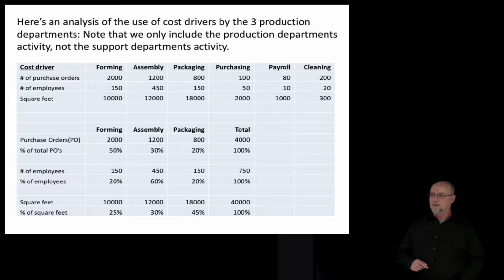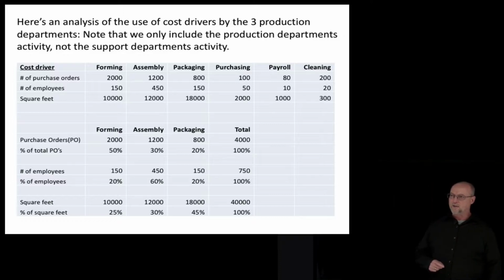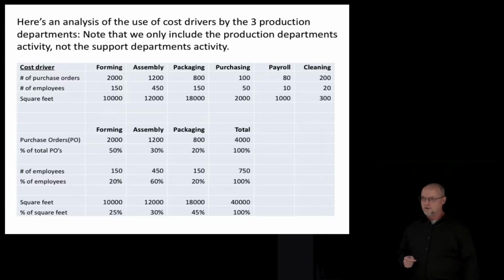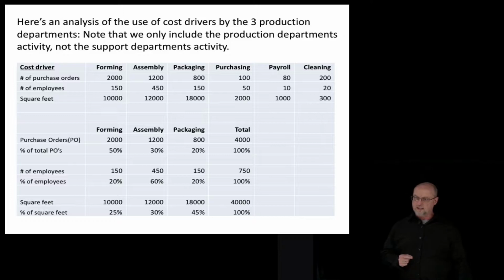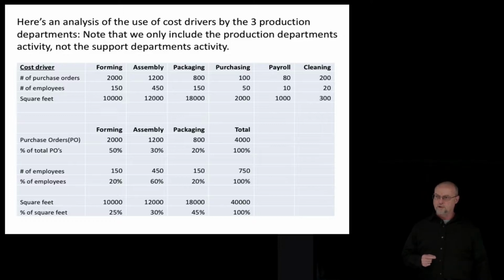The forming department has used 2,000 purchase orders. The assembly department has 1,200 purchase orders. Packaging has 800. If you go to the middle part of the slide, you see that 2,000 plus 1,200 plus 800 is 4,000. And that 2,000 purchase orders is 50% of the total of 4,000. That's where that 50% comes from. 1,200 purchase orders from assembly divided by a total of 4,000 purchase orders is 30%.